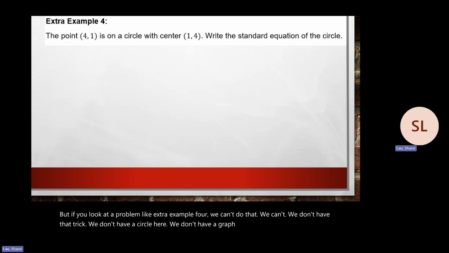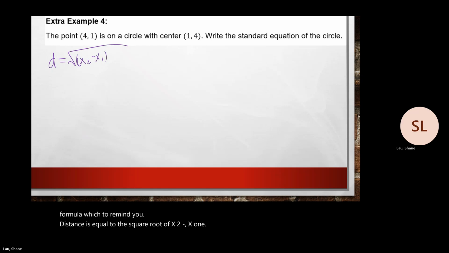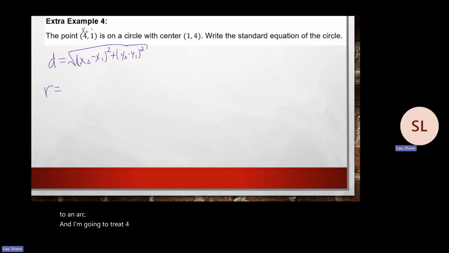So we have to use the distance formula, which, to remind you, distance is equal to the square root of x2 minus x1 squared plus y2 minus y1 squared, like so. But I'm not looking for distance, I'm looking for radius. I'll change the d to an r. And I'm going to treat 4, 1 as my x2, y2, and 1, 4 as my x1, y1.